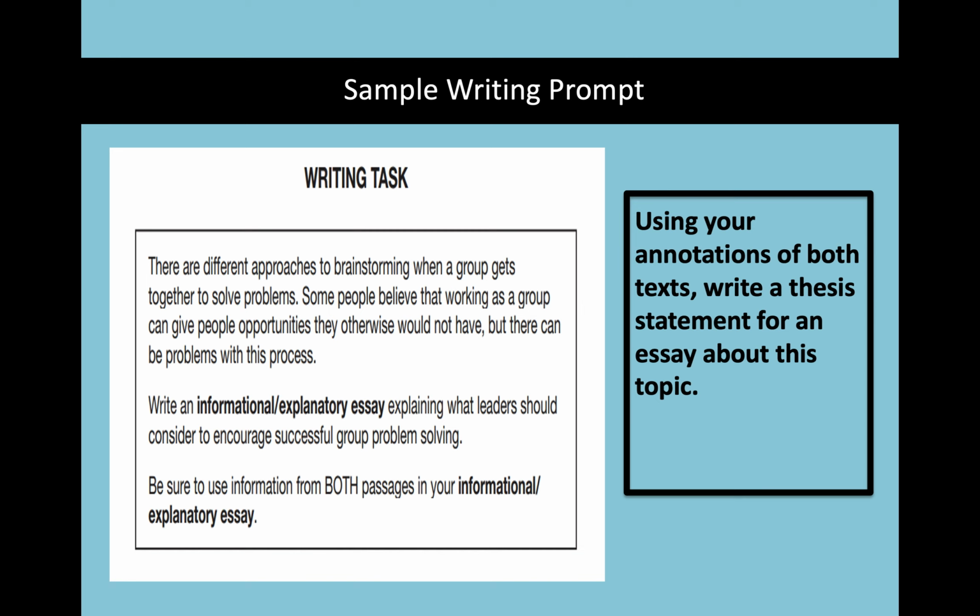Once you get through that, then you get to the sample writing prompt. So the writing task says there are different approaches to brainstorming when a group gets together to solve problems. Some people believe that working in a group can give people opportunities they otherwise would not have, but there can be problems with this process. Write an informational or explanatory essay explaining what leaders should consider to encourage successful group problem solving. Be sure to use information from both passages in your informational or explanatory essay.